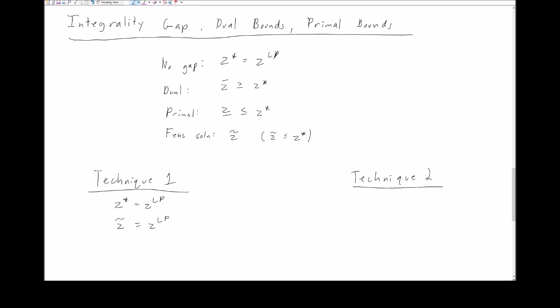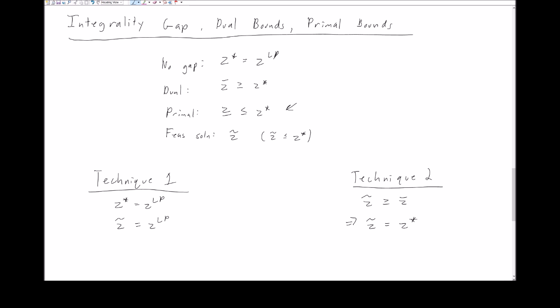The second technique we're going to use is we're going to construct some solution, say z tilde, and we're going to show that this solution value is at least the solution value of some dual bound. If we have a feasible solution that's at least the value of a dual bound, we also know that this feasible solution is a primal bound that is less than or equal to z star. And so as a result, we conclude that this feasible solution we have, z tilde, is actually equal to the optimal solution of our integer program.